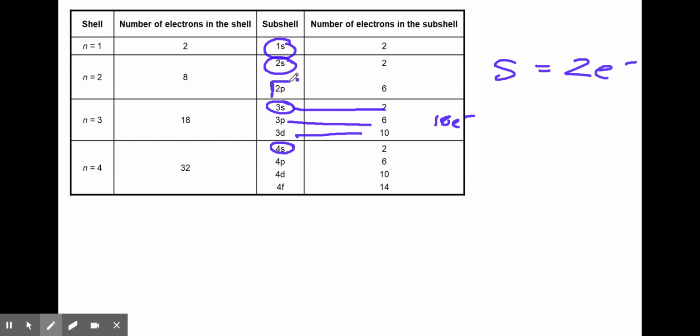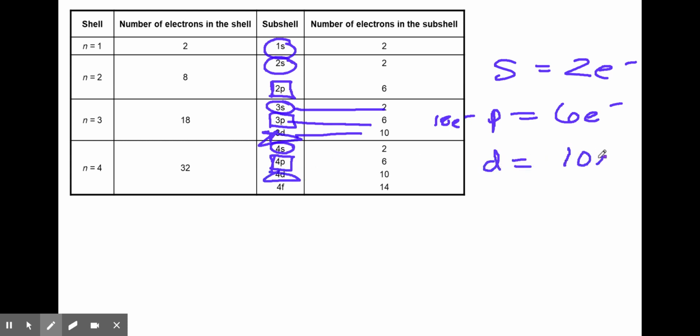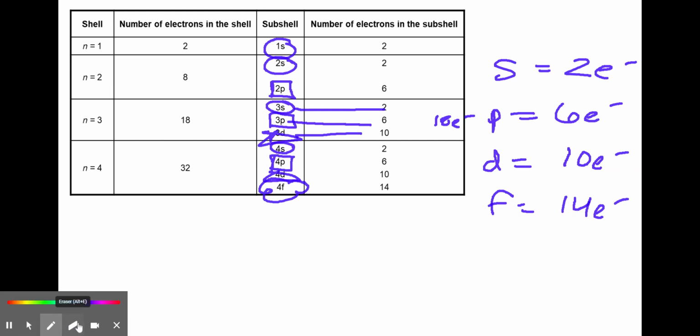Okay, let's look at the P's. Okay, every P can hold 6 electrons. Okay, every D can hold 10 electrons, and then every F, I'll make that look like a cloud, every F can hold 14 electrons.